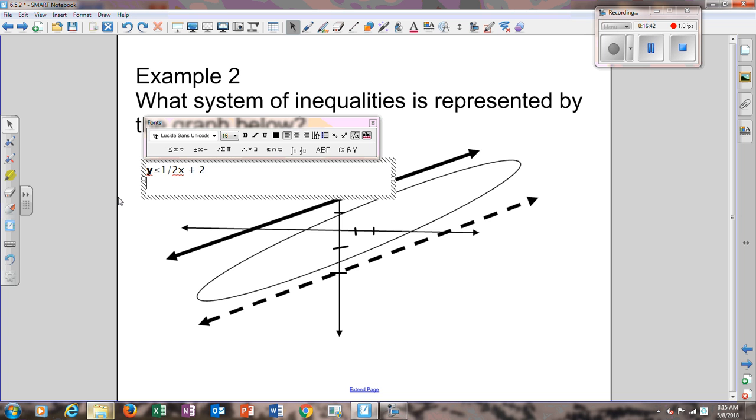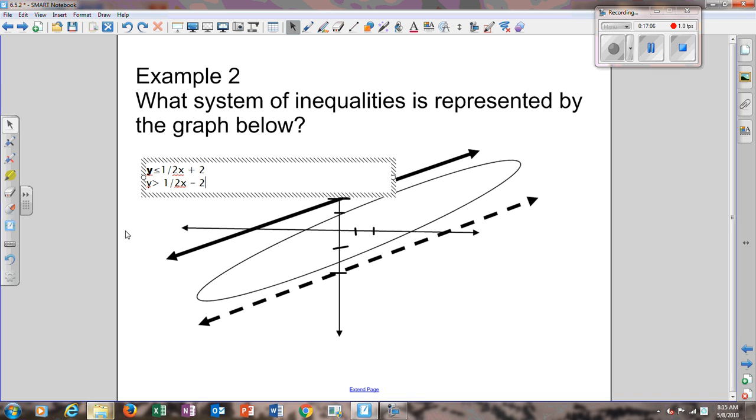Second equation starts at down 2, and it goes above. So it's going to be y is greater than, and it goes up 1 and over 2. So it's 1/2 x minus 2. And that's your system of equations.